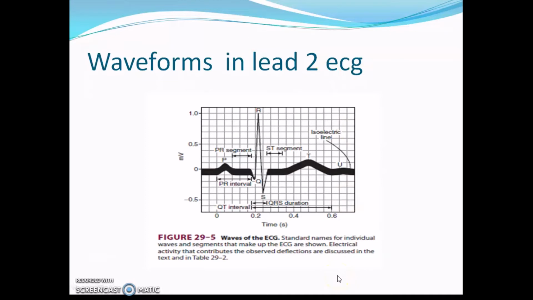So these are the waves you see normally. The waveforms are P, QRS, and T, and sometimes U wave. So a P wave occurs due to atrial depolarization, whereas a QRS complex occurs due to ventricular depolarization, and T wave occurs due to ventricular repolarization. You cannot see an atrial repolarization in an ECG because it is submerged in the QRS complex. As the QRS complex is a predominant electrical activity, you cannot see an ECG waveform of atrial repolarization.